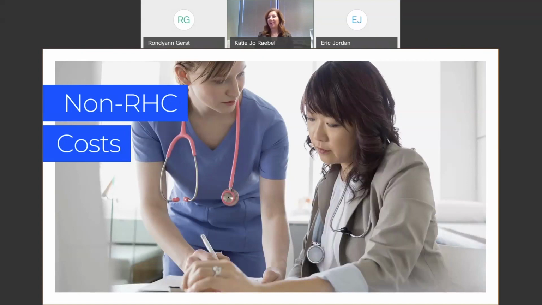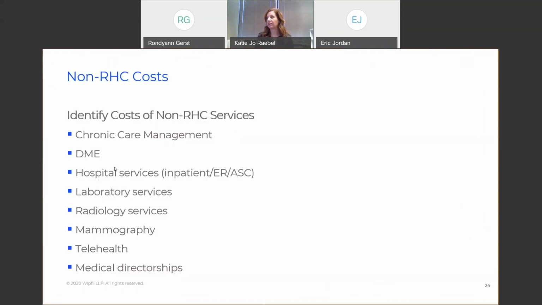We have, again, our numerator where we're getting to allowable expenses, but part of those allowable expenses may include non-RHC costs that we need to reclassify, or some overhead needs to be allocated to non-RHC costs, and we need to make sure those are on the correct lines. These are the items specifically listed in the regulations as non-RHC expenses.